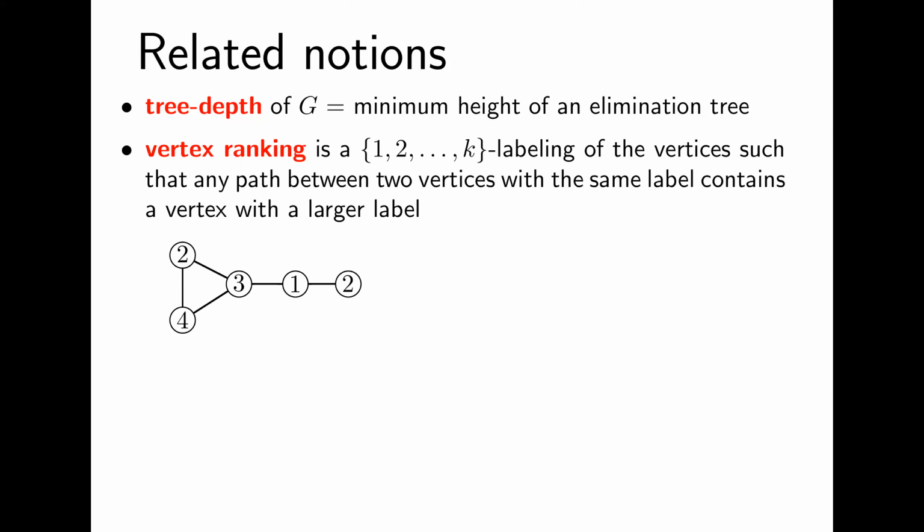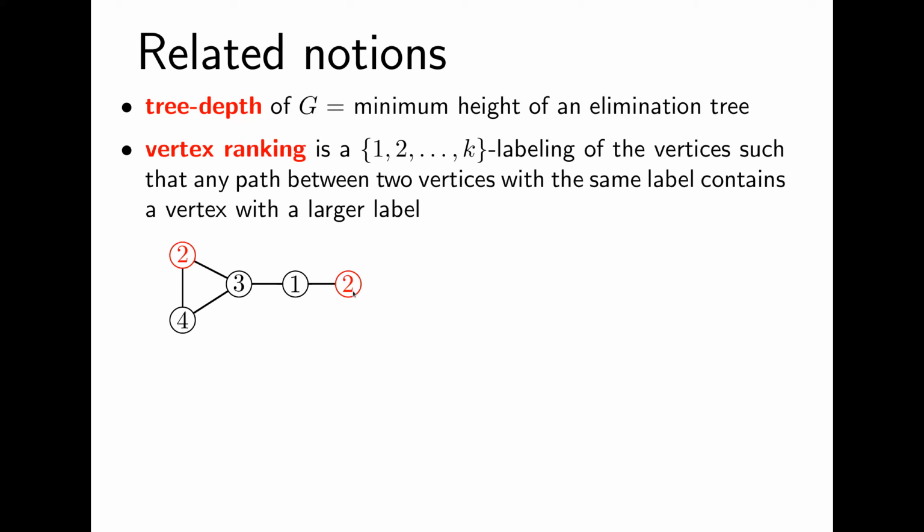Another notion that you will often find is the notion of a vertex ranking. This is a labeling of the vertices with integers 1 up to k, such that on any path between two vertices with the same label, there is a vertex with a larger label. So in this example, let's say we look at the same graph and we label with 1 to 4. There are two vertices with the same label 2 here.